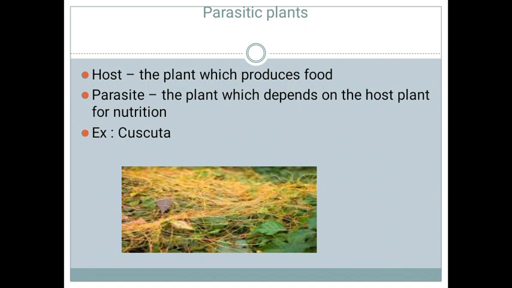You might have seen cuscuta plant climbing on another host plant, yellow colored thread-like structures climbing on some other host plant. So it will be climbing on another plant which is known as host plant, and from that host plant it is deriving all the nutrients. Finally it leads to the death of that host plant. So cuscuta, the parasitic plant, is acting as a guest, and the tree on which it climbs is known as the host. It derives nutrition from the host and it lives on that host.